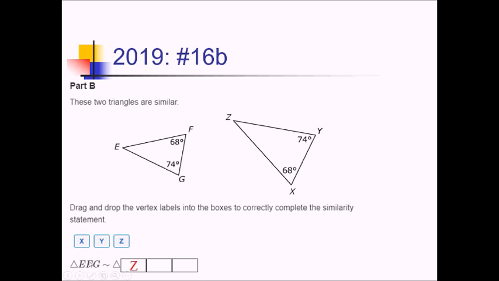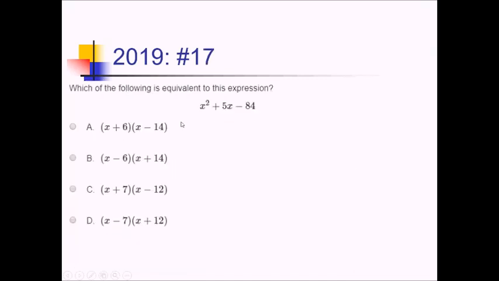Next angle they give us was F. F is 68 degrees. X is 68 degrees. So we're going to write X next. And then that just leaves Y as the odd one out here. It's the only one left. And it does match G, which is 74 degrees. So Z, X, Y.